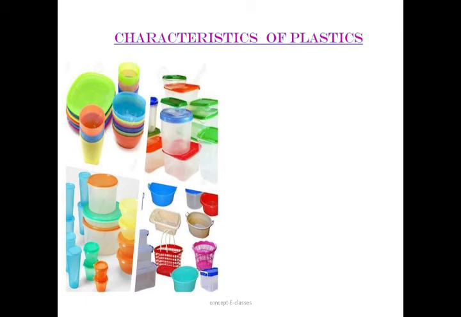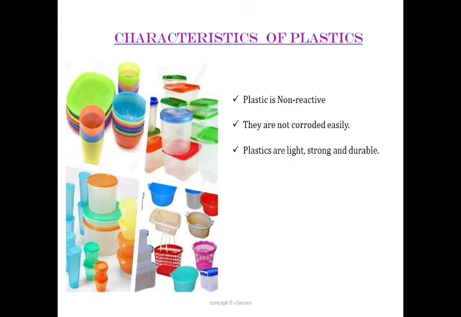You can observe the important characteristics of plastics from the types we discussed. Most metals like iron will corrode easily, right? But plastic is non-reactive, so it does not undergo corrosion. So you can store food items etc. in plastics. They are not corroded easily.